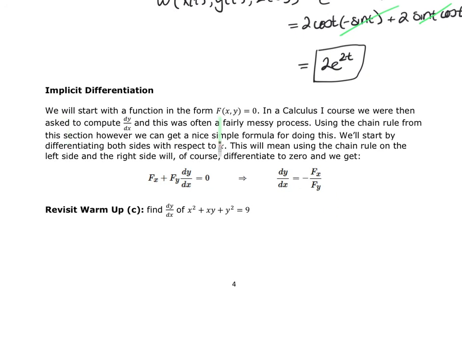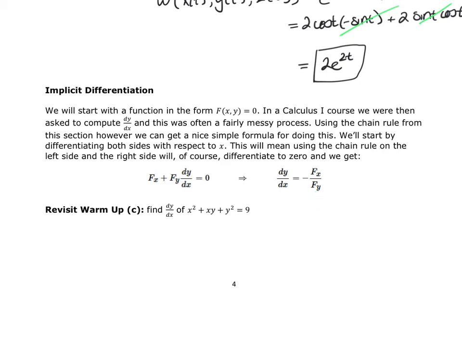In Calc 1, we had to find dy dx like we just did, which can be a little messy. Now, if we use a chain rule from this section, however, we can find a nice simple formula for doing this. We have the derivative of y with respect to x as the negative partial derivative of the function with respect to x divided by the partial derivative of the function with respect to y.